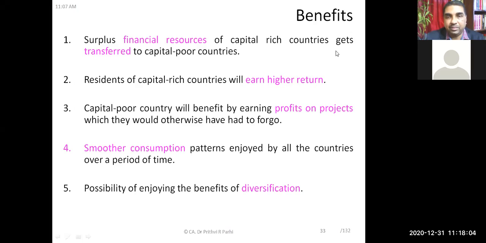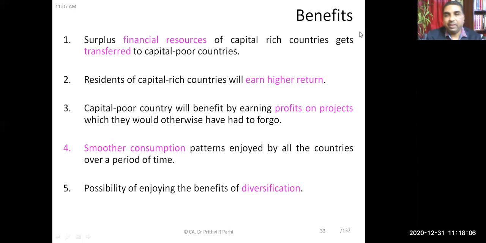Yeah, we'll continue our discussion now. This is what we are discussing. What happens? Capital rich countries have surplus financial resources. They want to invest, but in their country, return on investment is very less. On the other hand, capital poor countries need investment. Everybody wants some money, but money is not available. So therefore, borrowing rate is higher. So through international business, what happens?